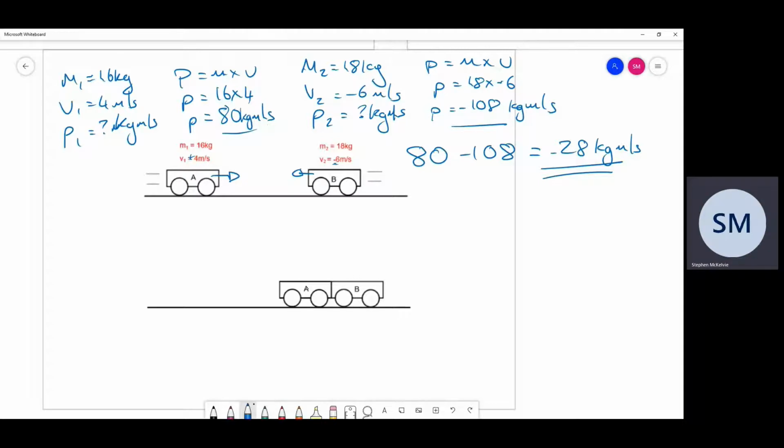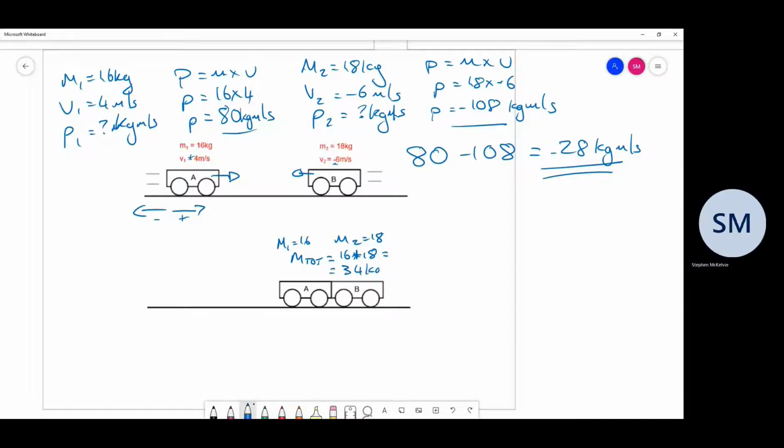How do I find the velocity that these cars are now going at? And also what direction they are going. So we've assigned this direction as negative and this direction as positive. The mass of A was 16. The mass of B was 18. Total mass will be 16 plus 18, because A and B are now stuck together. So my total mass will be 34 kilograms.